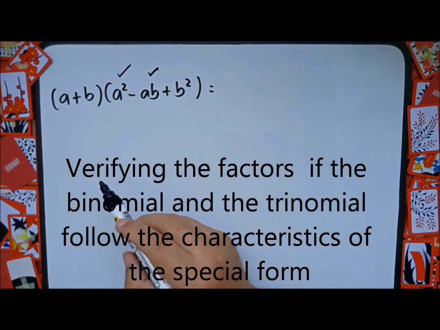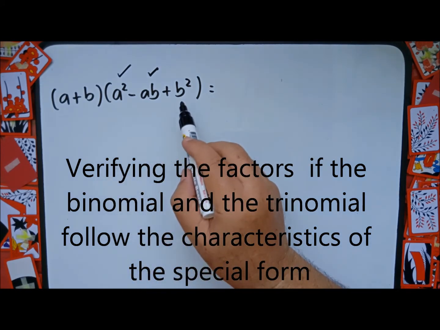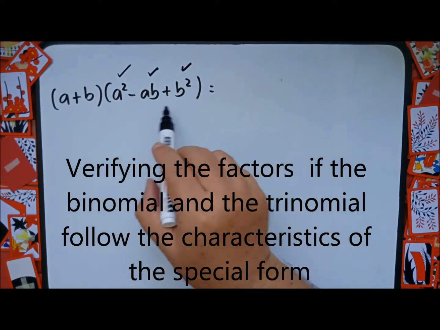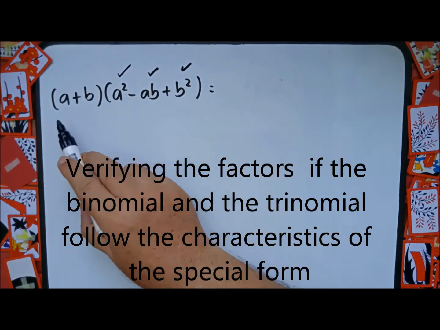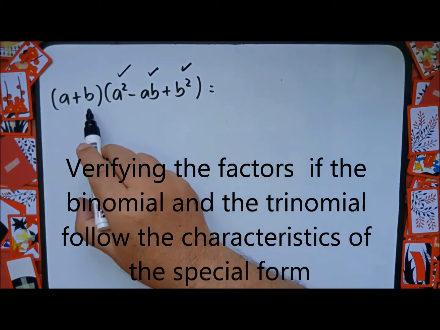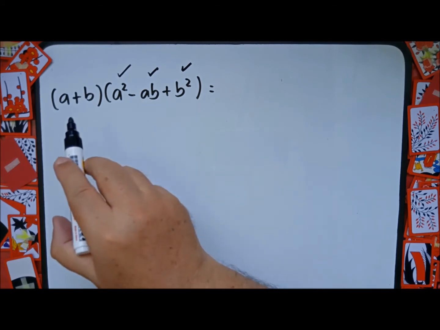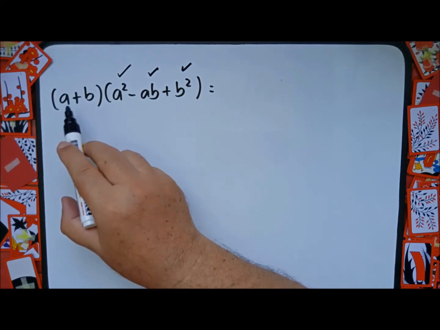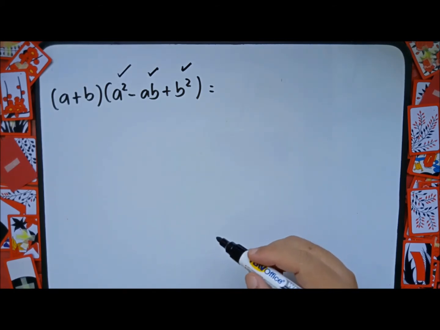Next, the third term of the trinomial is the square of the second term of the binomial. Is this the square of the second term? Yes. So, it must follow these characteristics. First term must be the square of this. Last term must be the square of this. And the middle term is the opposite of the product of the first term and the second term. The product of a times b is positive ab. Is it opposite to negative ab? Yes.